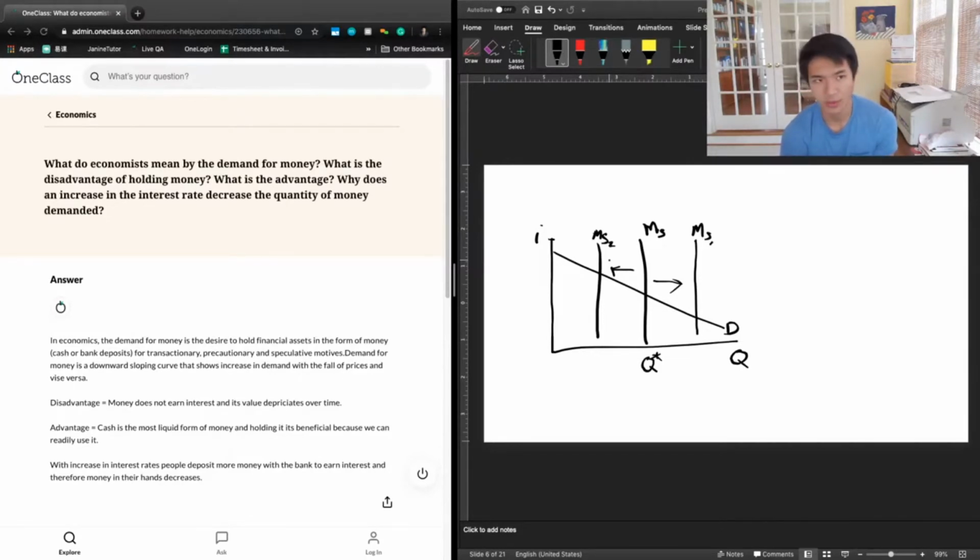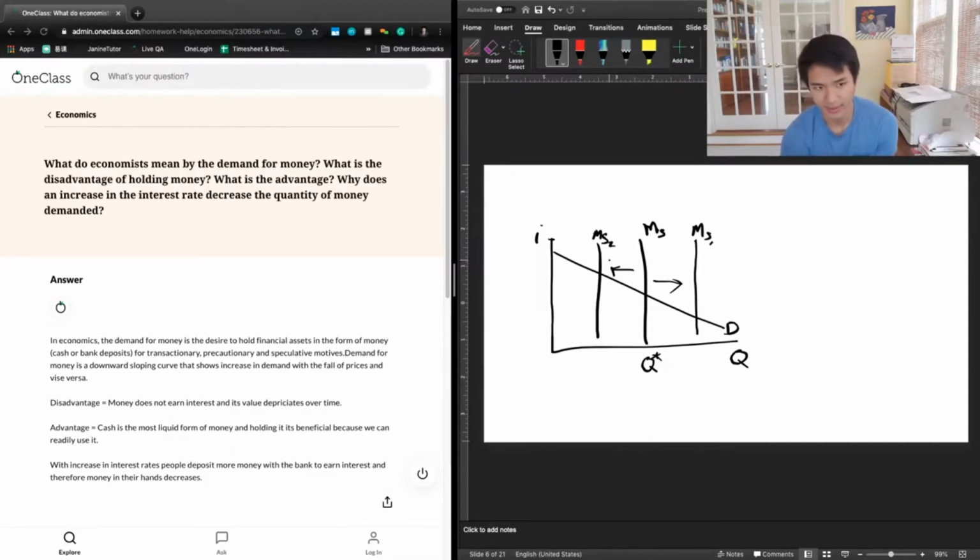Similarly, if the interest rate is really low, then there are going to be fewer people willing to save their money in interest accounts, and more people holding cash on hand, and that is going to lead to a higher quantity of money being demanded.